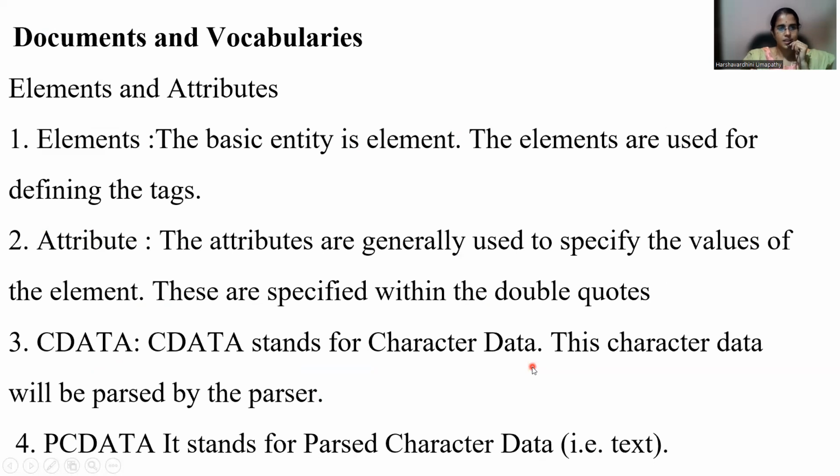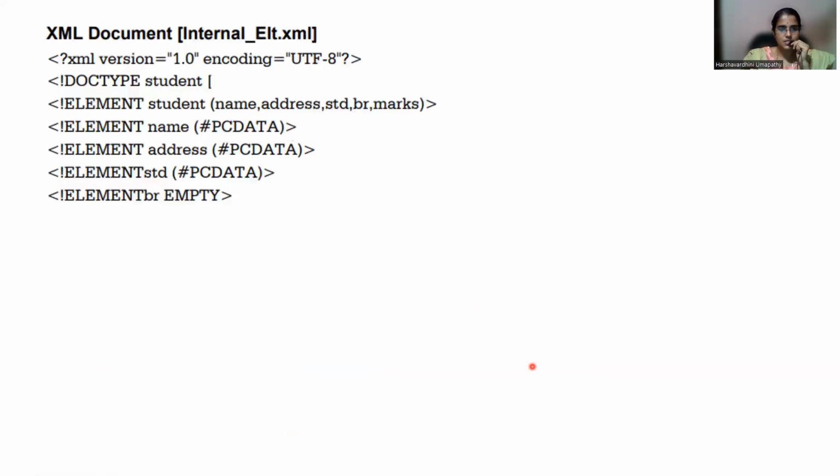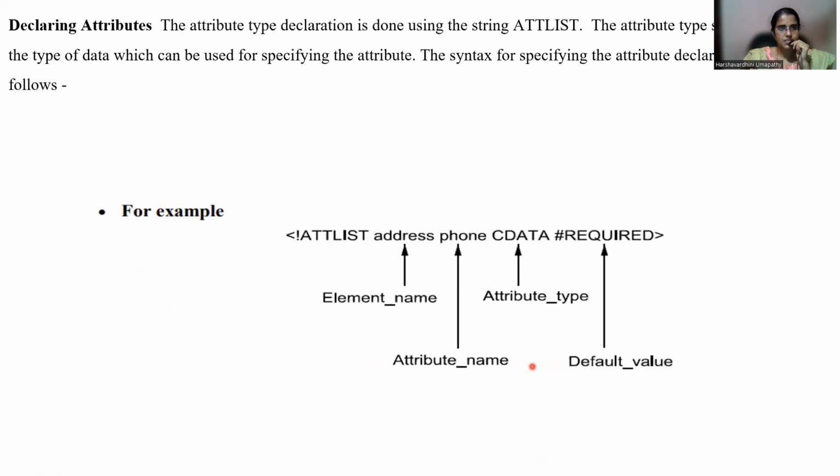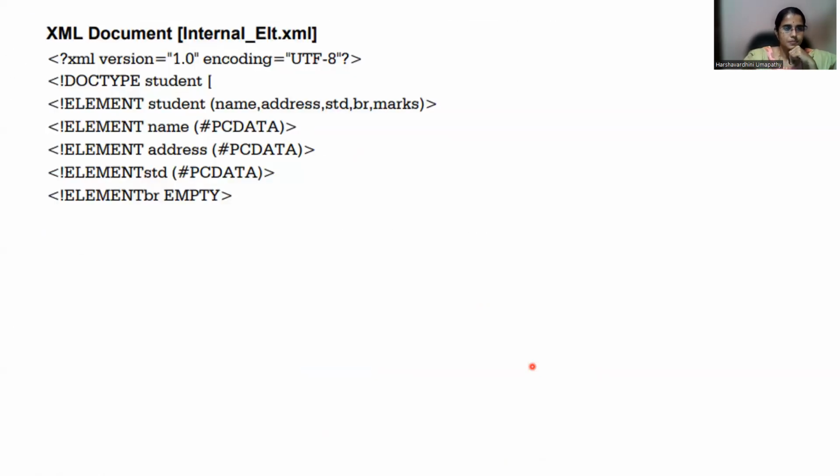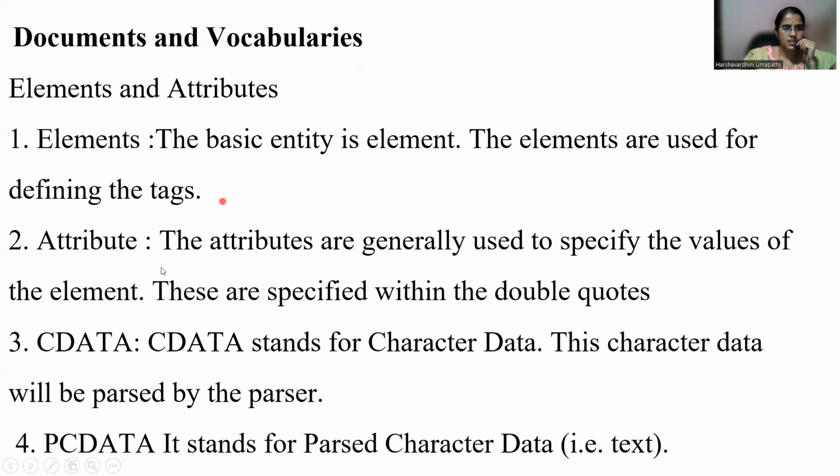Then documents and vocabularies. So documents and vocabularies consist of elements and attributes. Here we will see how to declare an attribute and declare an entity. Elements and attributes mainly consist of elements, attributes, CDATA and PCDATA. First one, elements. Elements are called the basic entity, which is used for defining the tags.